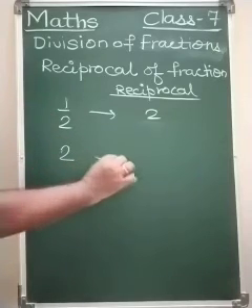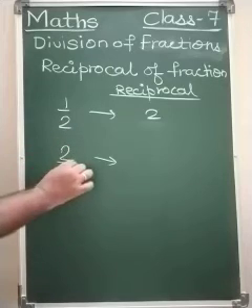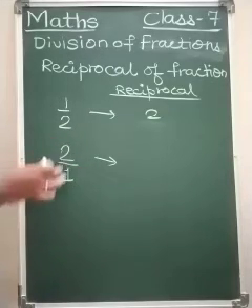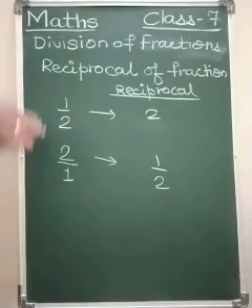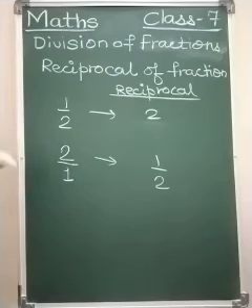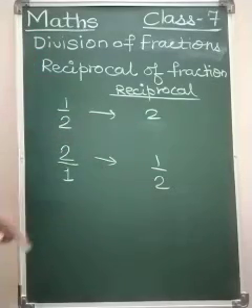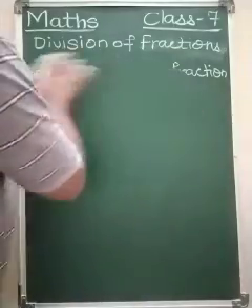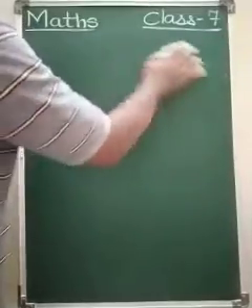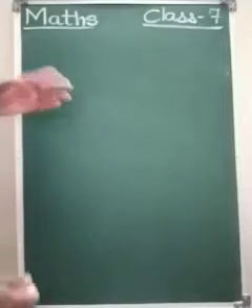Suppose we have the number 2. Can we say this is a fraction? Yes, this is a fraction because we say that the denominator is 1. So the reciprocal of 2 will be 1 upon 2. Very simple. How to reciprocate, what to reciprocate and where to reciprocate, we will see while solving the examples. So very quickly we will move towards exercise 2.4, question number 1. I hope you have understood the concept of reciprocal.